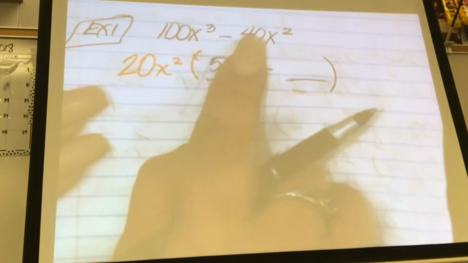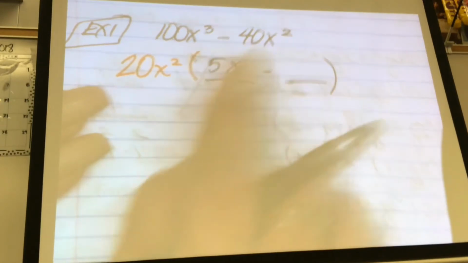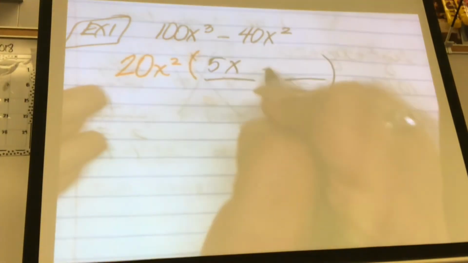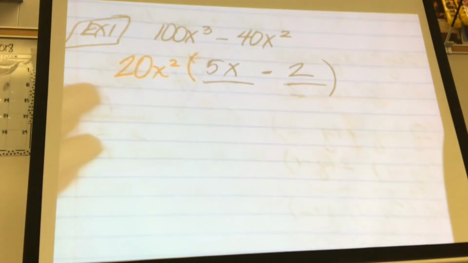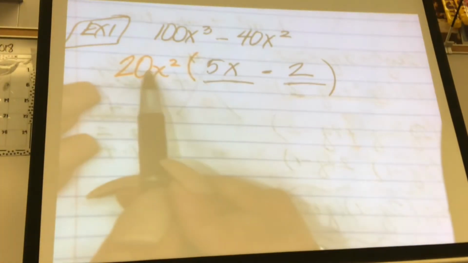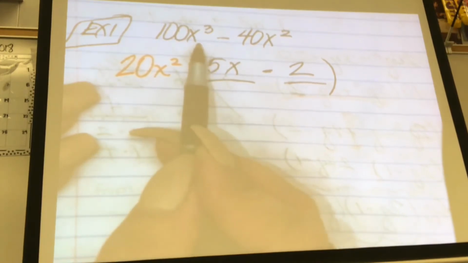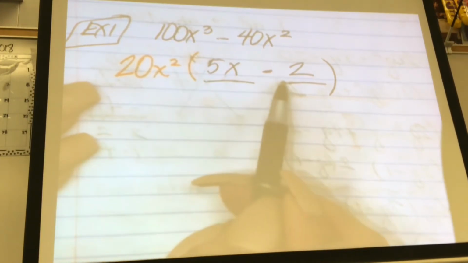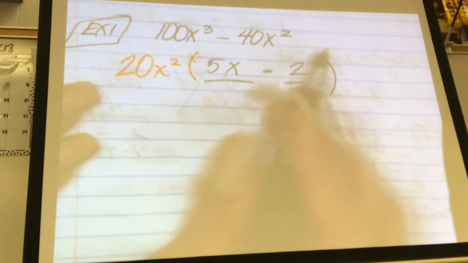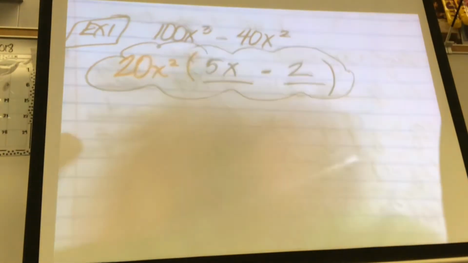20x squared times what gives me 40x squared? Minus 2. Nicely done. I can double check by distributing. 20x squared times 5x is 100x cubed. 20x squared times negative 2 is 40x squared. And that's my final answer.